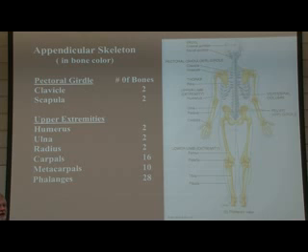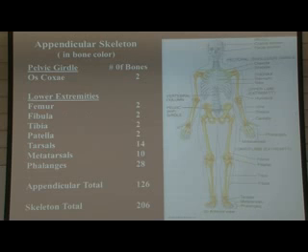And then as we move into the hand, the manus area, we have metacarpals that form the palm side part of your hand, and then phalanges that form the fingers that we'll look at. So 5 in each hand for metacarpals.